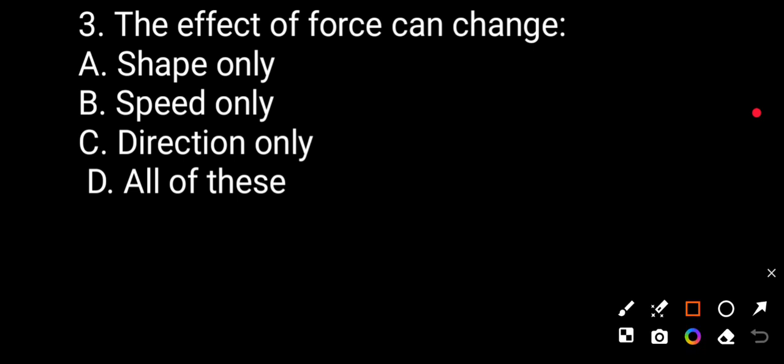Question number three. The effect of force can change: option A, shape only; speed only; direction only; all of these. Correct answer will be all of these. A force can change shape, speed, and direction, so all of these. Option D is correct.